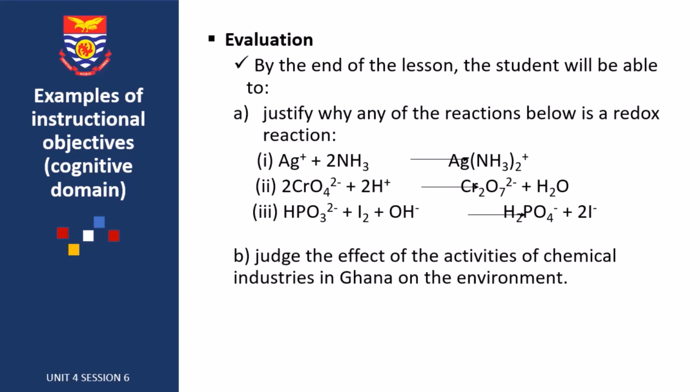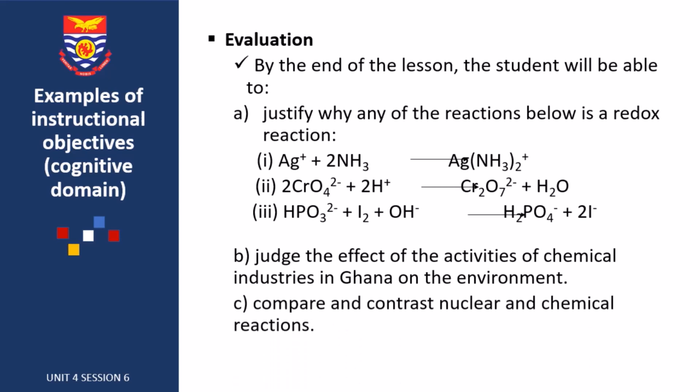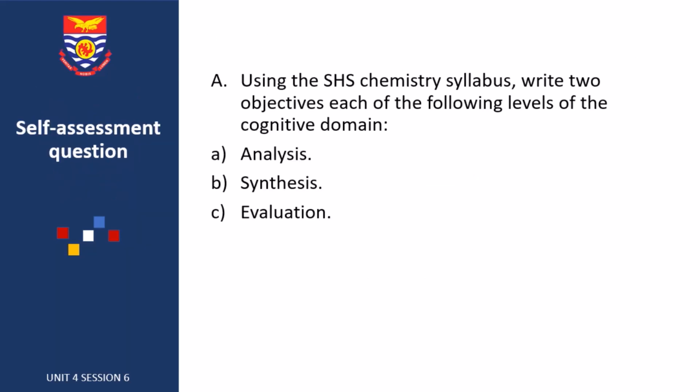And then judge the effects of the activities of chemical industries in Ghana on the environment. So these are some of the examples of objectives that reflect the evaluation level. Another is compare and contrast nuclear and chemical reaction. And here is where we end the session. Try these tasks. Let's meet in the next session.